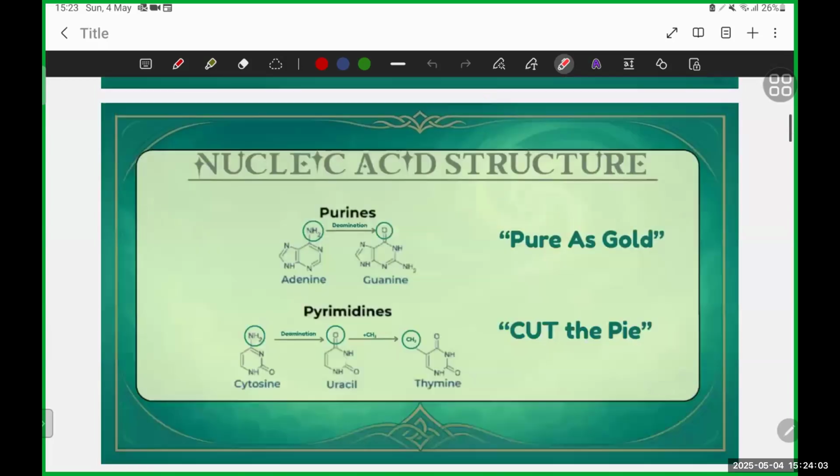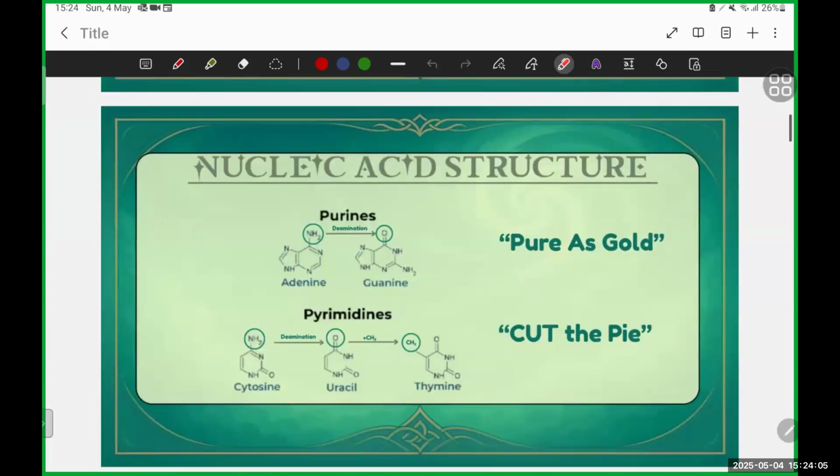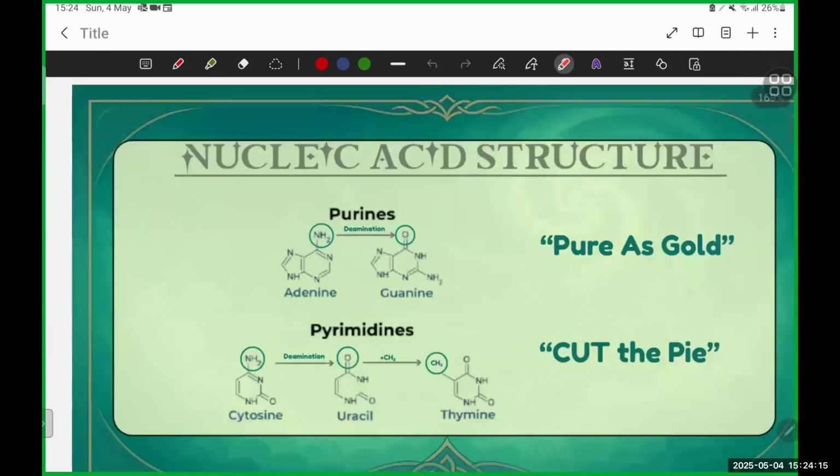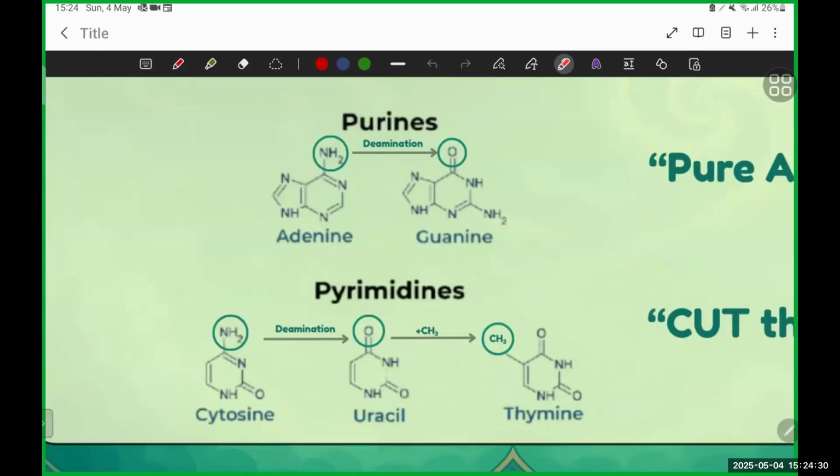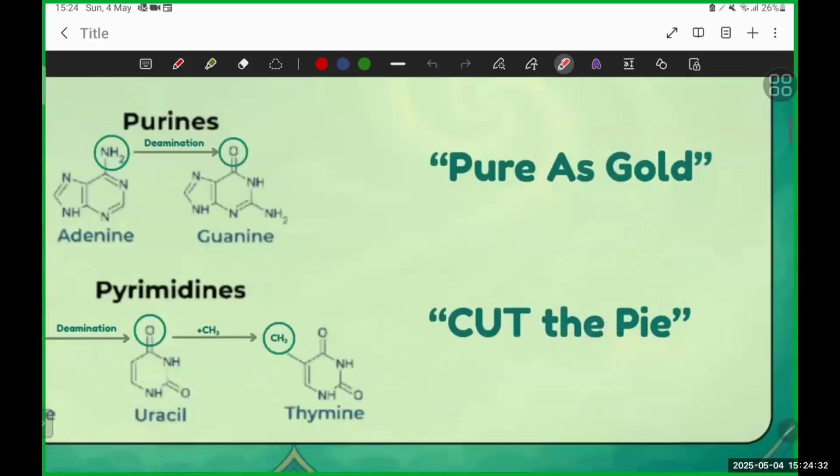So these are our purines. Both of them are bases. These are our purines, and these are pyrimidines. There are certain reactions that take place. You don't need to know the reactions, but when you remove the NH2 from adenine, you get guanine. When you remove the NH2 from cytosine, you get uracil, and then when you further methylate it, you get thymine. So those are the basic reactions. Again, you don't need to know those.